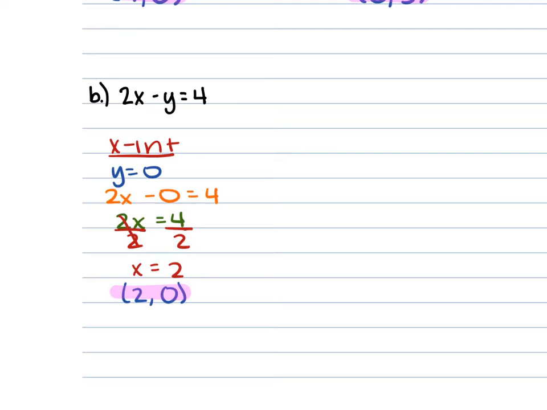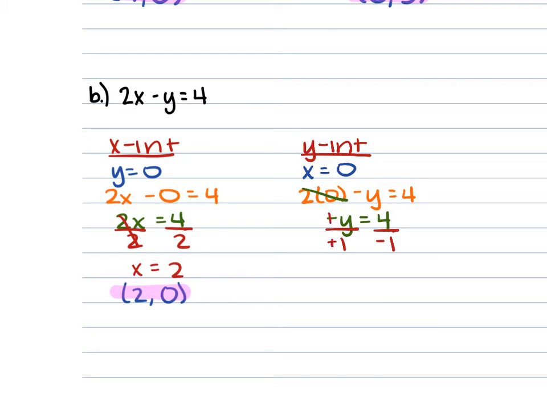Next, I find my y-intercept. So this is going to give me x is equal to 0. So this is going to turn into 2 times 0 minus y is equal to 4. The 2 times 0 cancels out, so we just have negative y is equal to 4. We divide each side by that negative 1 to make y positive, and y is equal to negative 4. So that's the ordered pair 0, negative 4.